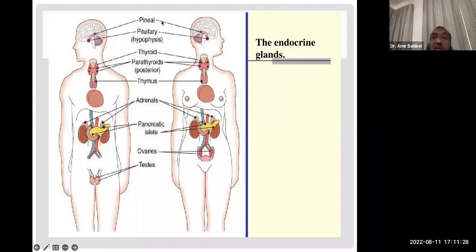It also has, like the pineal gland, some endocrine function. Again, it's not one of the main. The main are pituitary, thyroid, parathyroid, adrenal, sex organs, and the pancreatic cells, the pancreatic islets. This is the endocrine part of the pancreas, and there is an exocrine part. And we have the adrenals on top of the kidneys, and the ovaries or testes.